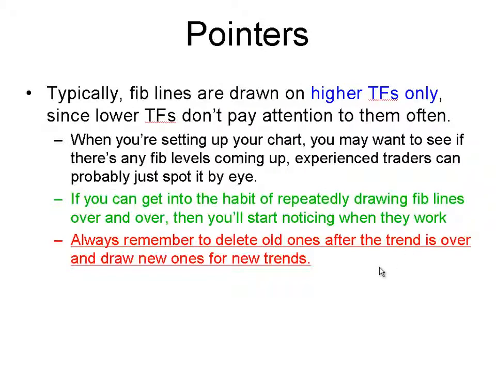Some pointers on the time frame: these fib lines are usually drawn on higher time frames only, because higher time frames tend to retrace better than, say, a 1 minute chart or a 5 minute chart. On a 5 minute chart you could have huge price swings for no reason, and that would just mess up your fib lines. During a data release, you're going to have, say, 5 consecutive big bars, and then suddenly it goes regular again.